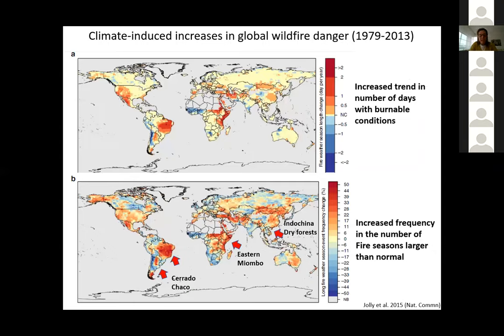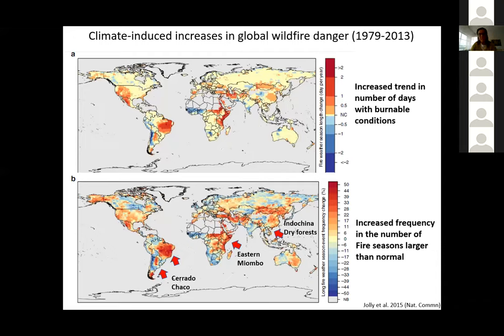We validated these climate trends of higher aridity and increased temperature for these dry ecosystems using this very nice research that Jolie et al. did in 2015, where they were looking basically at how the burnable areas of the entire planet had been increasing due to climate-induced conditions that enhanced the fire dangers to be high. So basically in these two panels, in red, you see the areas where climate-induced increases in global wildfire have been observed for the period 1979 to 2013. And again, they are highlighting some of the areas that we have identified where currently there is increased burn area in the tropics.